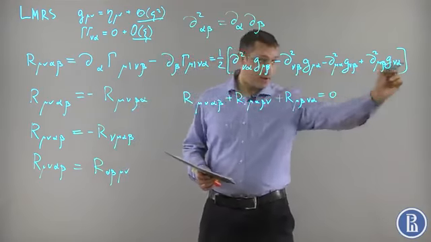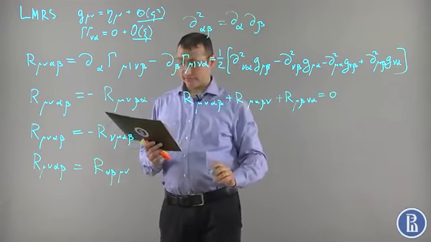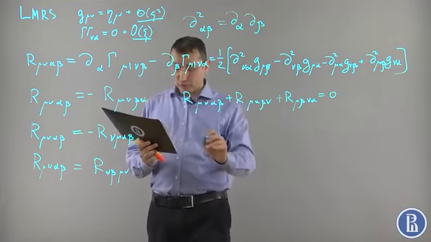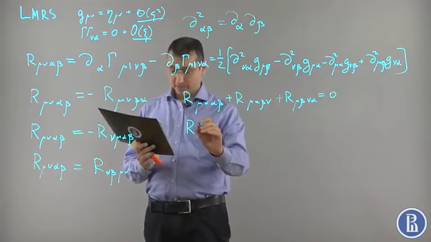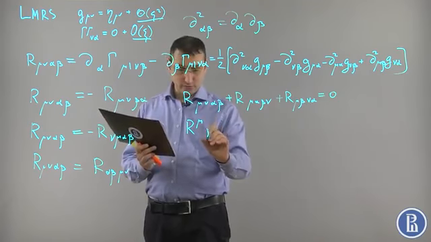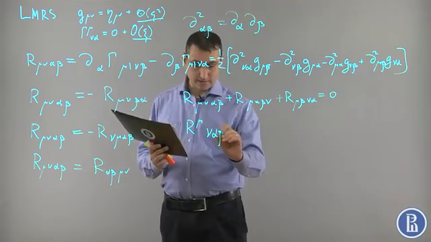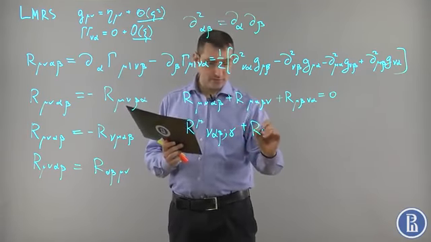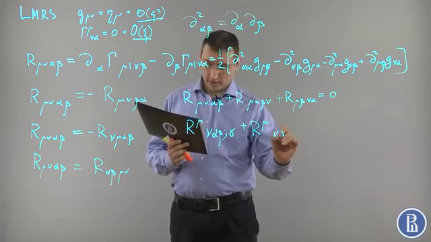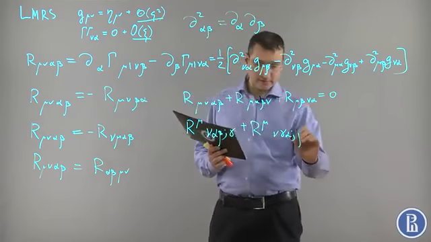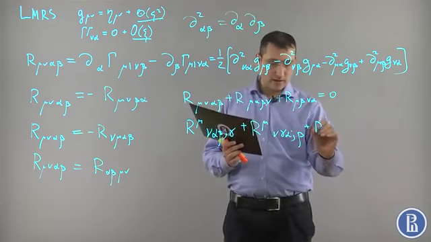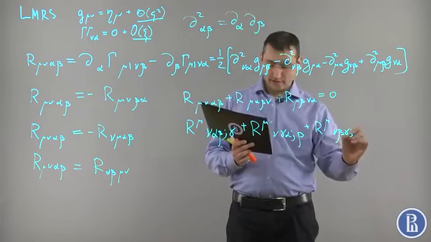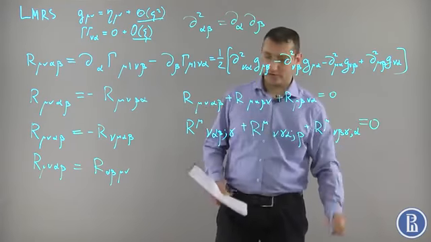Covariantly differentiating this expression, one can obtain the following relation for the Riemann tensor, which is as follows: R_{μναβ} covariant derivative with respect to γ, plus R_{μνγα} covariant derivative with respect to β, plus R_{μνβγ} covariant derivative with respect to α, is equal to 0.